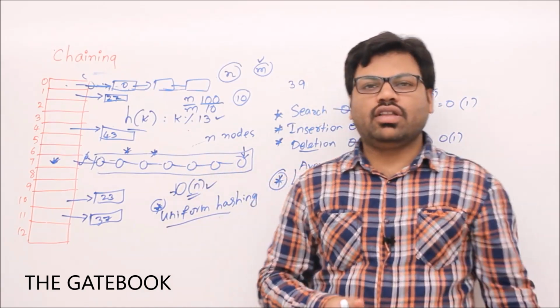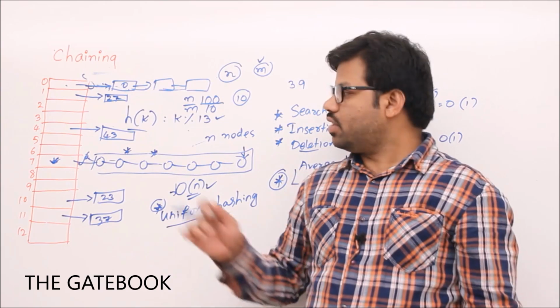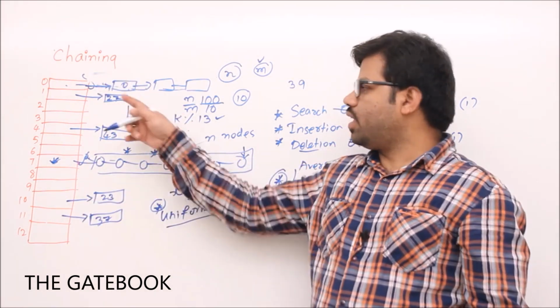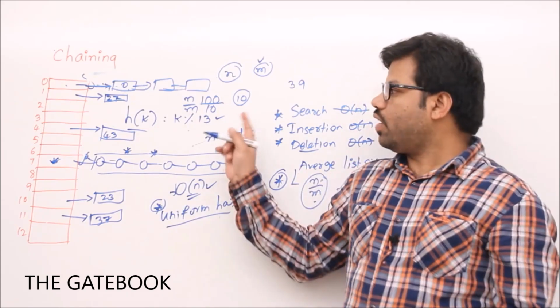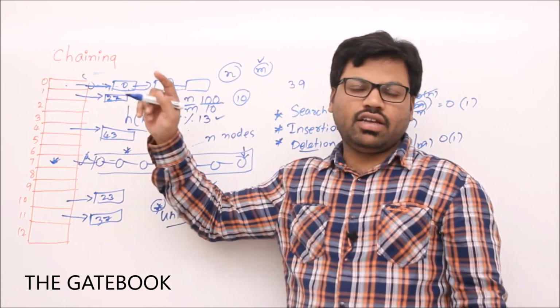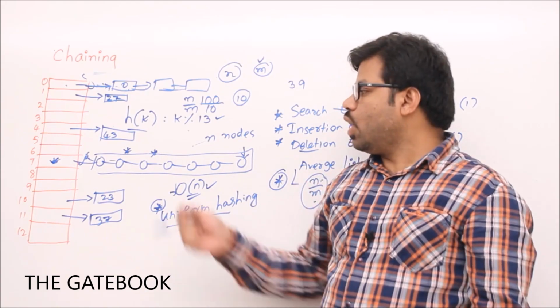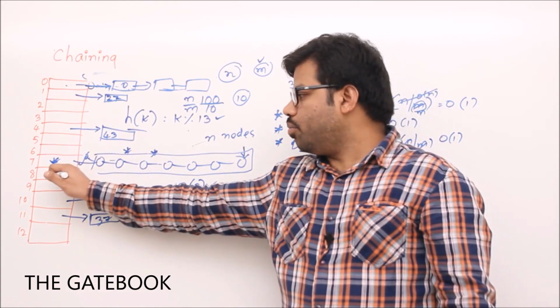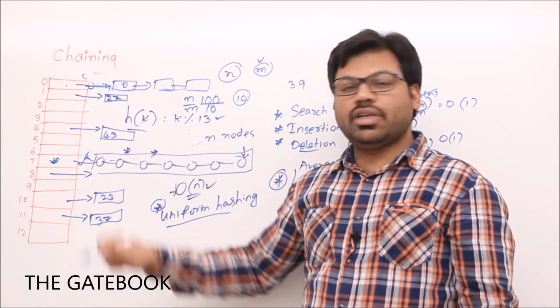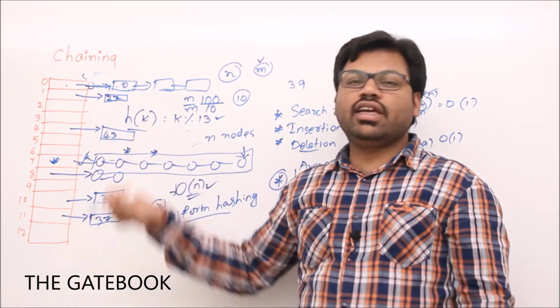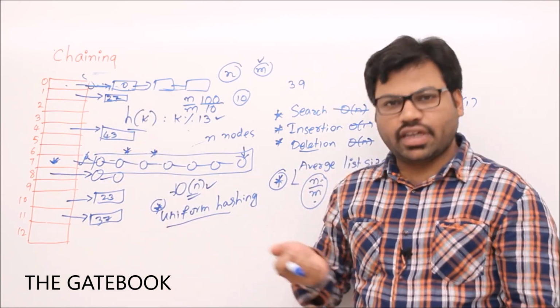In the GATE exam, they ask only one kind of question here. They give a problem with some number of buckets and some integers, and they ask, if the following keys are inserted into this array, how many collisions occur? Second, what is the size of a particular bucket, say bucket 8? That means the number of nodes in the linked list of 8, or the number of nodes in the linked list of 7. This kind of question they ask. That's it.